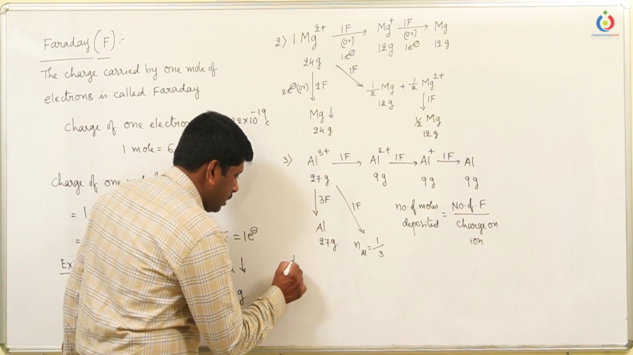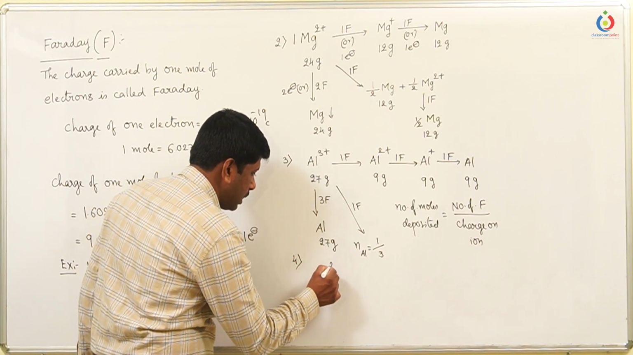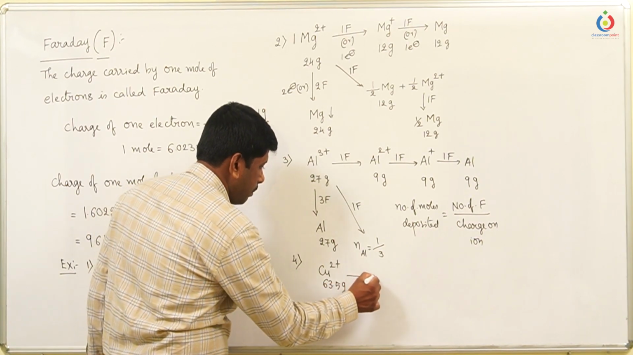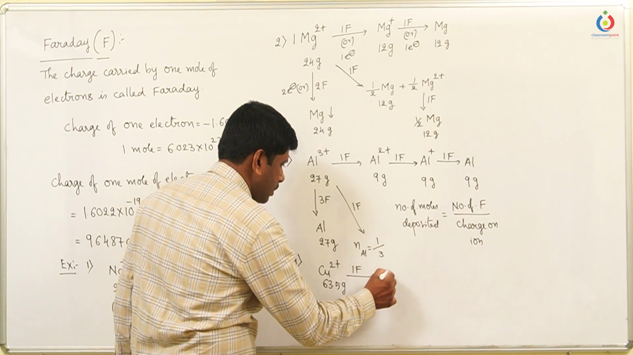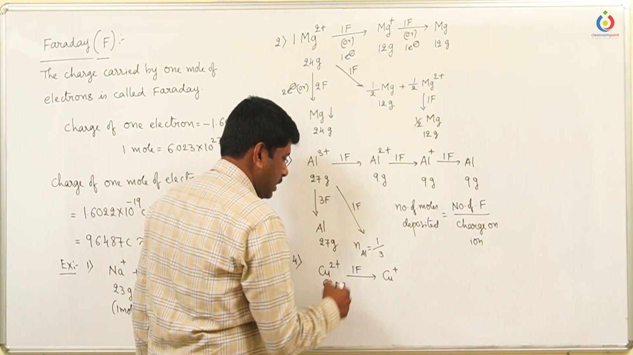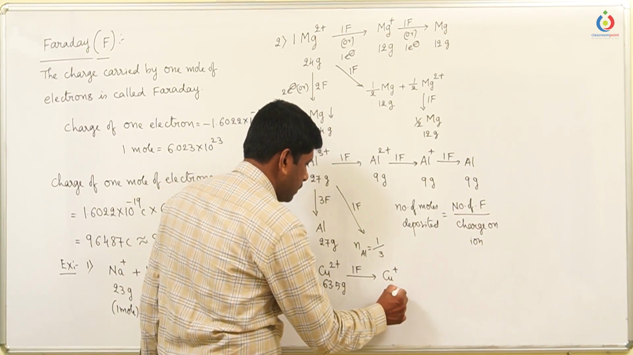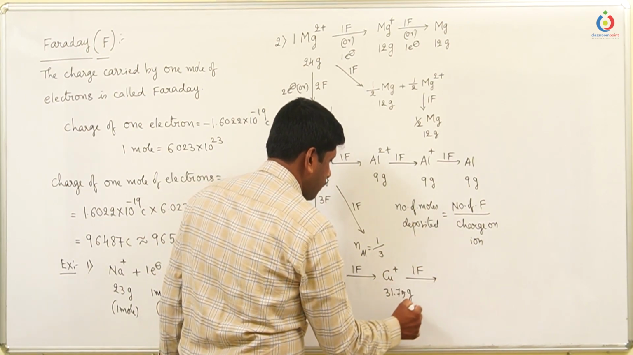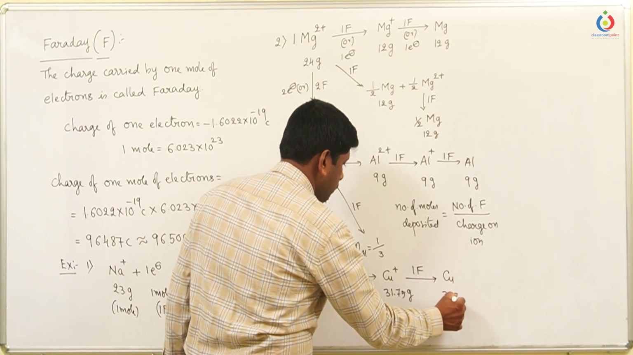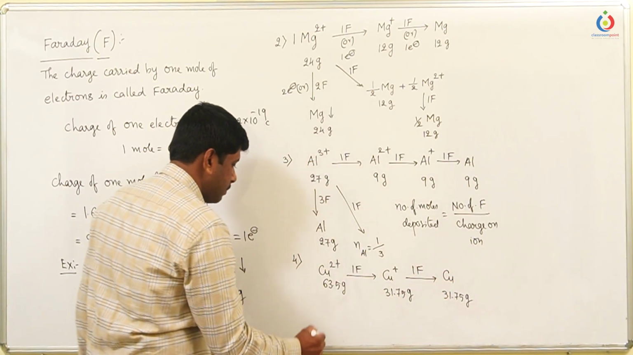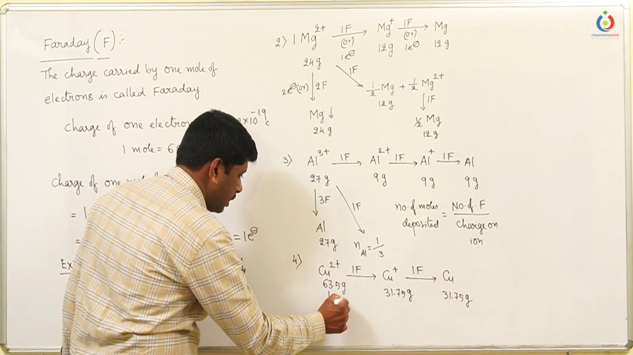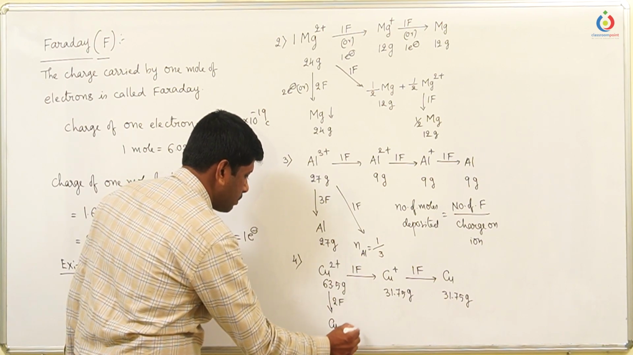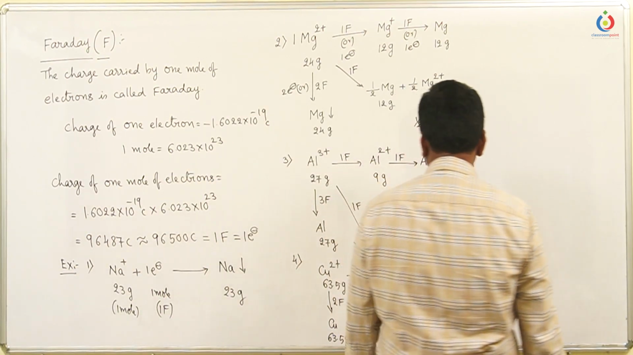Now, let us take the case of copper, Cu2+. Cu atomic mass is 63.5 grams. By sending 1 Faraday of electricity, Cu+ is deposited, that means 31.75 grams of copper deposits. By sending the remaining Faraday, the remaining 31.75 grams of the copper gets deposited. By sending 2 Faradays of electricity at a time, the entire copper gets deposited, that is 63.5 grams of copper.